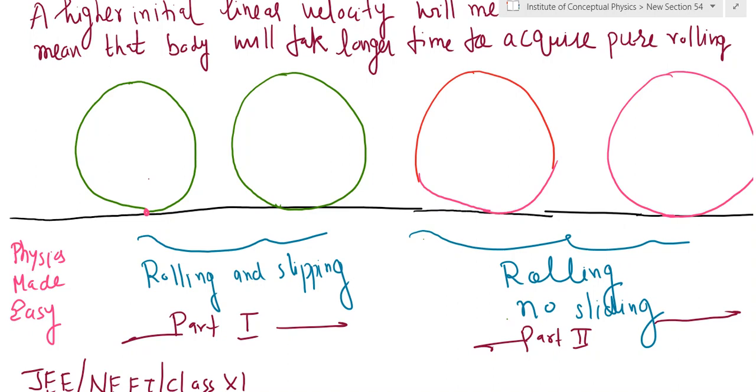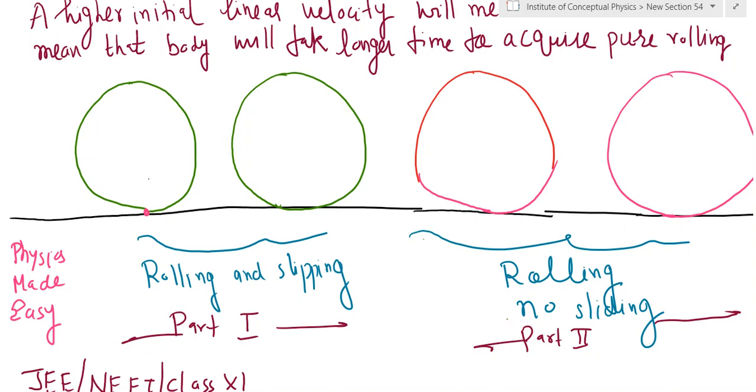Now, the very important point to understand is that if you throw this sphere initially with high linear velocity, the time it takes to acquire the rolling motion becomes longer, because higher initial velocity means that the linear velocity due to rotation will take a long time to become equal to the linear translatory velocity. So the resultant vector at the bottommost point will become zero. It will take more time to attain zero value. So this is an important consideration.